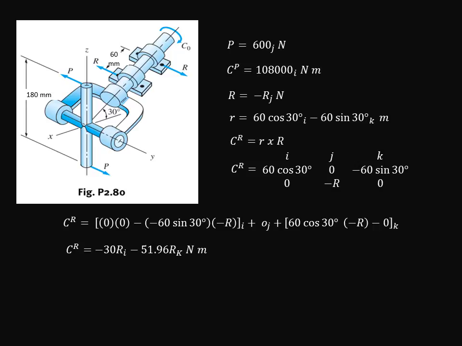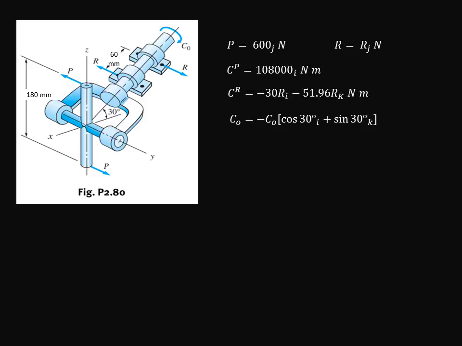Even if we try to use the other force R as a reference, we will still get this equation for the couple. Then, let's express the couple C sub O in its vector form. Now that we already know the couples, the only thing left to do is to establish the moment equations.